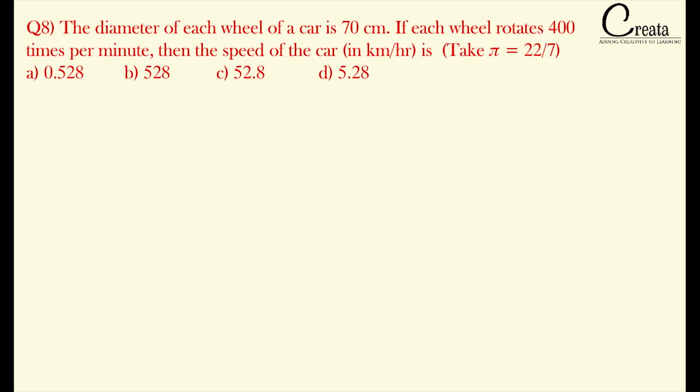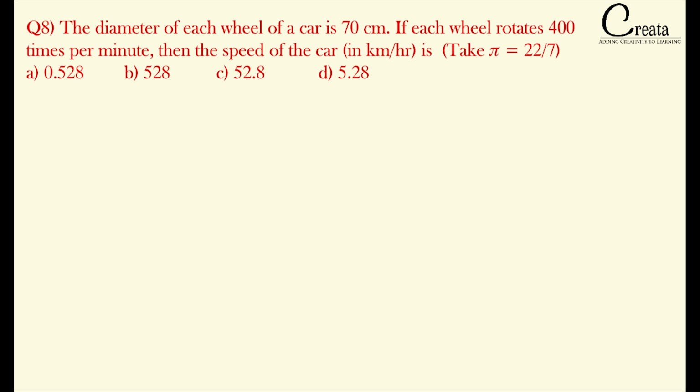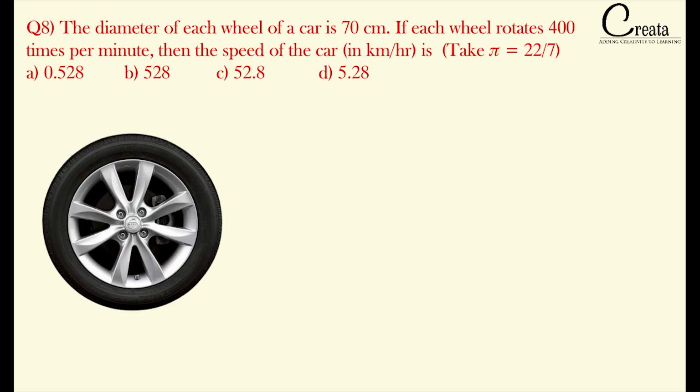The question is, the diameter of each wheel of a car is 70 centimeter. If each wheel rotates 400 times per minute, then the speed of the car in kilometer per hour is. 4 choices are given. Let's approach the question. Our first rule, we will observe and visualize the question. The question is talking about the wheel of a car. The diameter of the wheel is given as 70 centimeter and we have to calculate the speed of the car in kilometer per hour. Basically, we have to calculate how many kilometers this car travels in 1 hour. That is the speed of the car, that is how much distance the car has covered in 1 hour. Okay, got it?